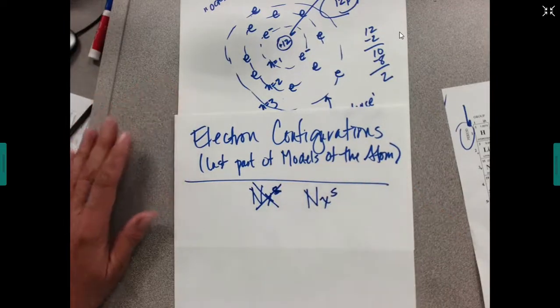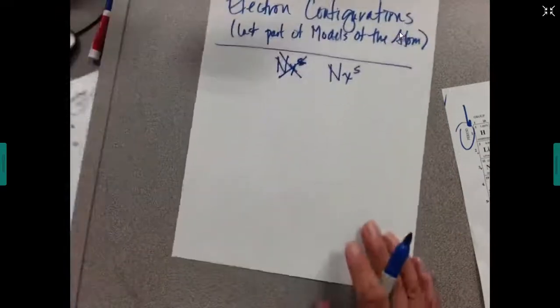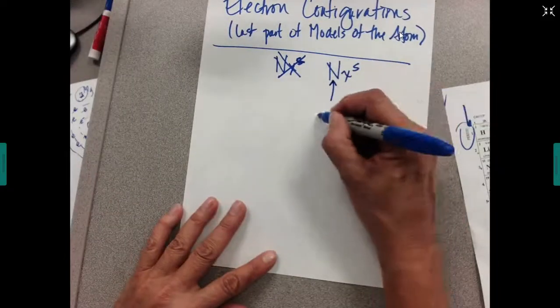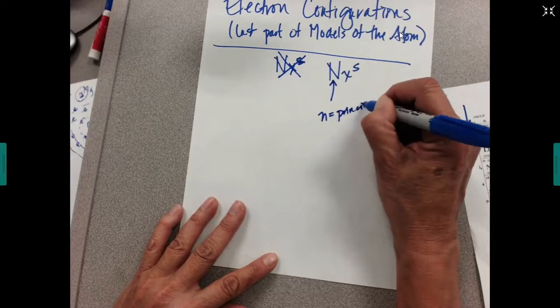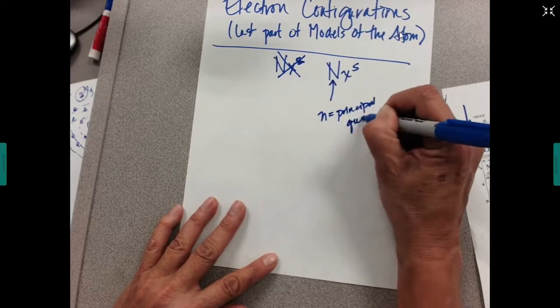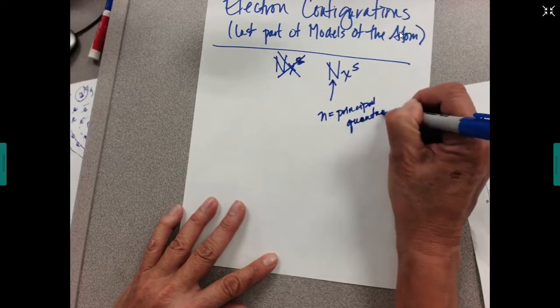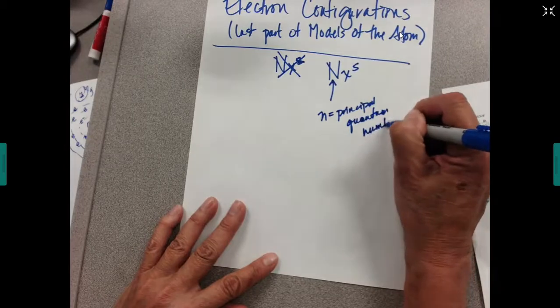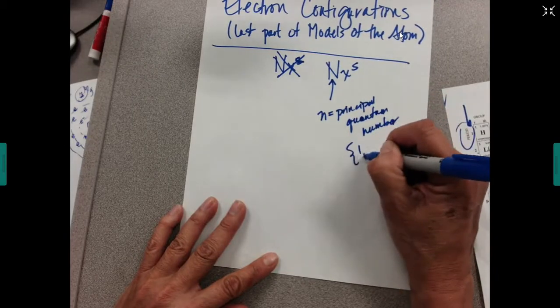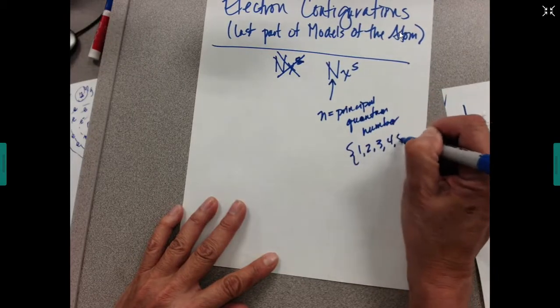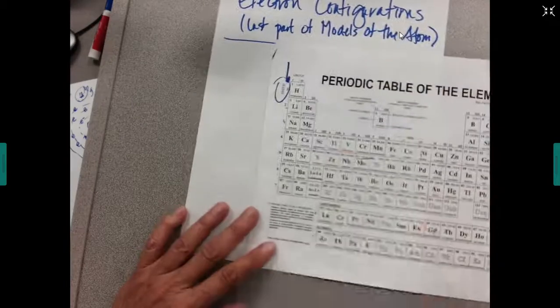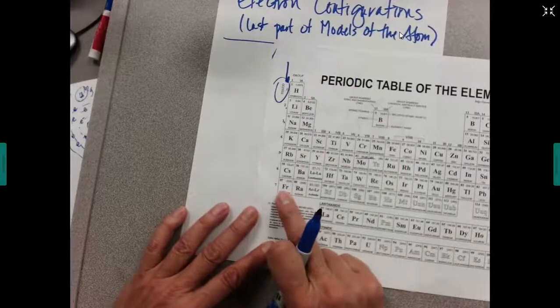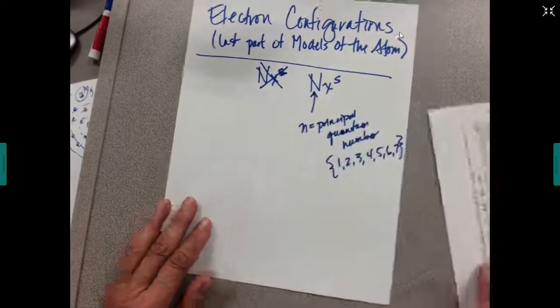NXS. All right? So each of these means something. N is lowercase n, which is the principal quantum number. Remember, that's the set of numbers 1, 2, 3, 4, 5, 6, or 7 that corresponds to the row on the periodic table where that element resides.